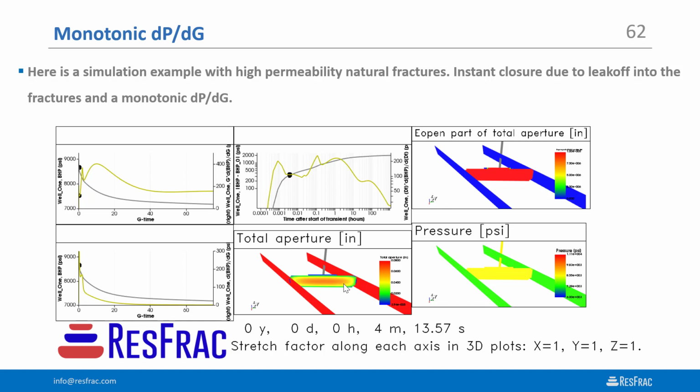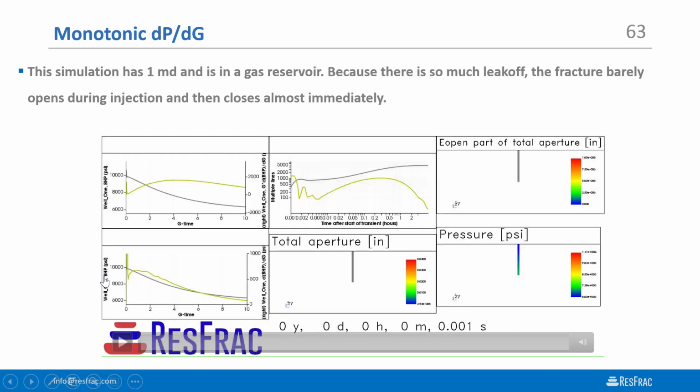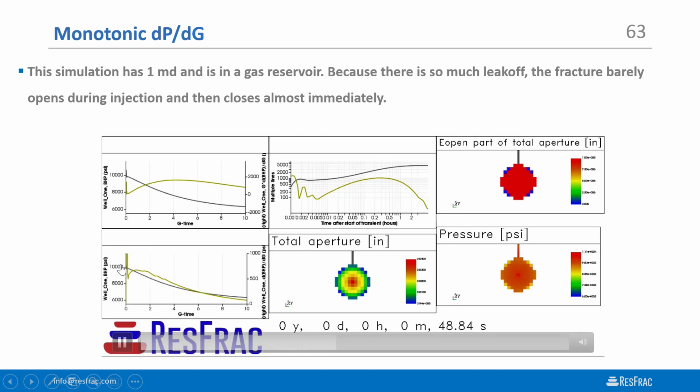So when we shut in, the fluid in that hydraulic fracture very rapidly leaks off into these conductive natural fractures. And what happens is a plot of dPdG is pretty much just monotonically going down. There's a little bit of numerical wiggle there, but basically going down continuously the whole time. Similarly, what if I run a simulation with 1 millidarcy? Well, here's what it looks like, and here's the plot of dPdG. Again, it's pretty much just continuously going down the whole time.